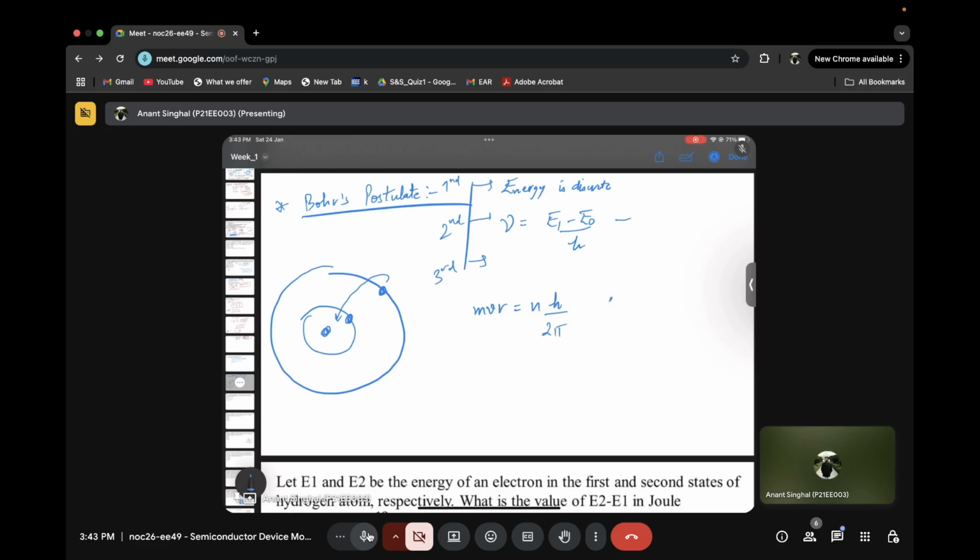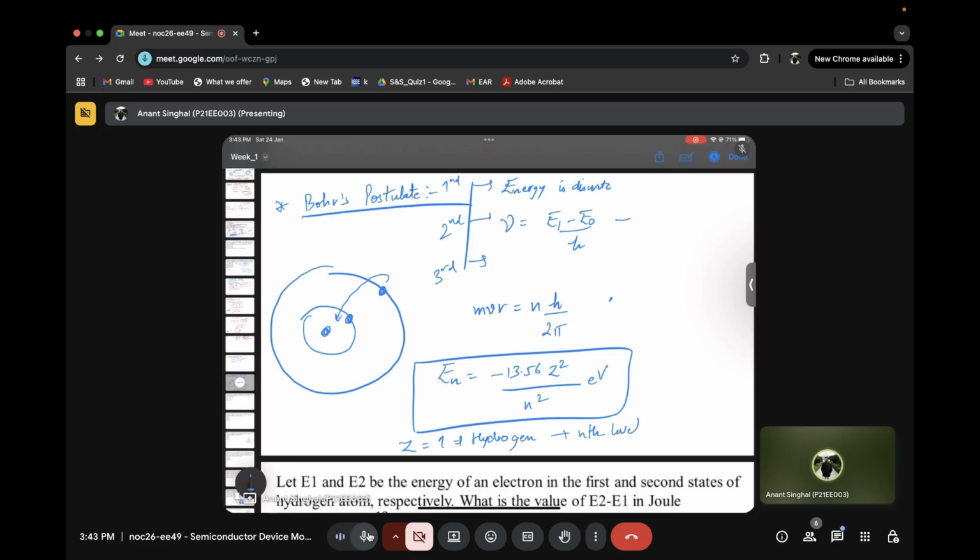And if we try to calculate the nth energy level, we know that we have a very famous formula, which is minus 13.56 Z square over n square, and this is in electron volt. Z is nothing but the atomic number, so it will be 1 for hydrogen, which is asked in the question. And n is the nth level of energy. So we have the ground level, we have the first level, and so on.